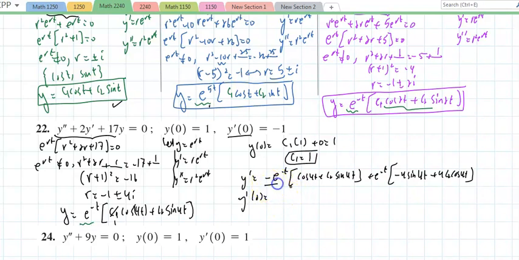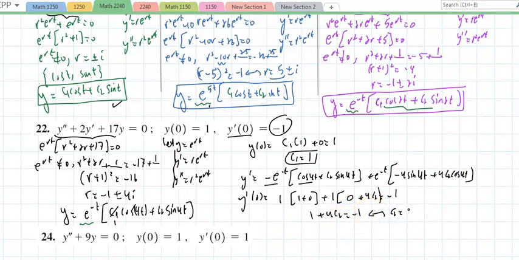If I put a 0 in, that's a 1, that's a 1, plus 1 times that's a 0, plus 4c sub 2, and that equals negative 1. So I have 1 plus 4c sub 2 equals negative 1, which indicates c sub 2 equals negative 2 over 4, which is negative 1/2. So here the general solution would be, and let me just give myself a bit more space.